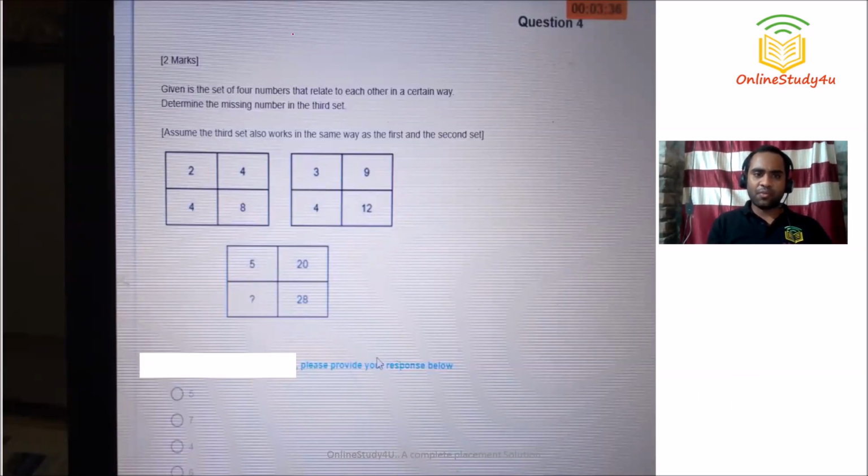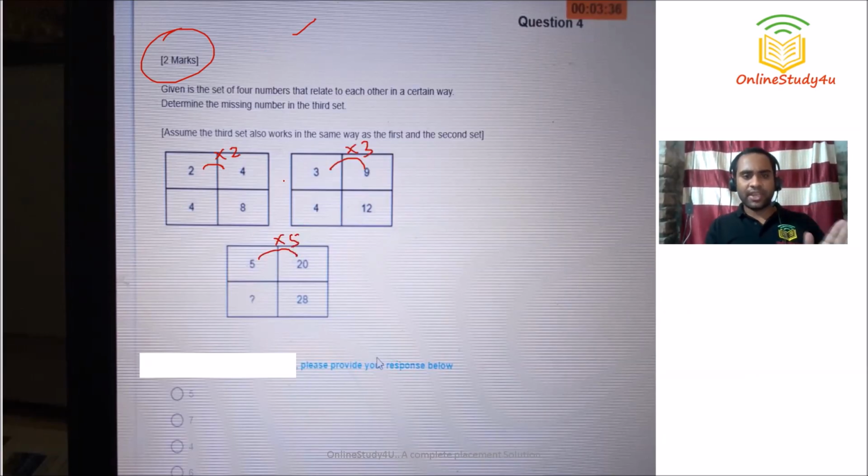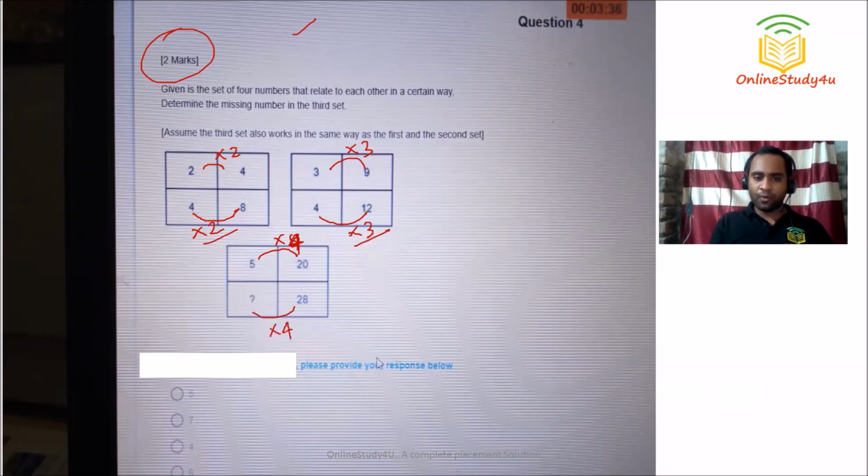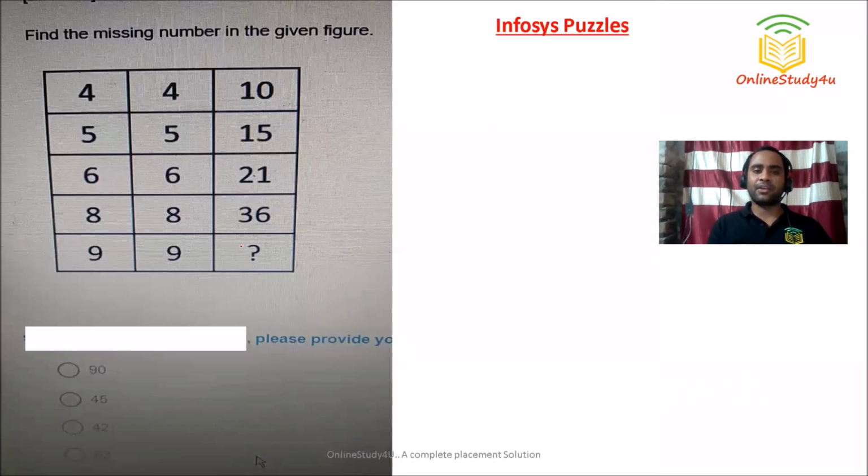Okay. So again, a 2 marks question here for you. So 2 into 2 is 4, 3 into 3 is 9, and 5 into 4 is what? 20. Okay. So this is going in a logic, right? Then 4 into 2 will be 8, 4 into 3 is 12. Then definitely here 2, here 3. So here we will be having 4. So what number should I place here? 7. Then only 7 into 4 will be what? 28. So option B will be the correct answer for this particular problem, right?